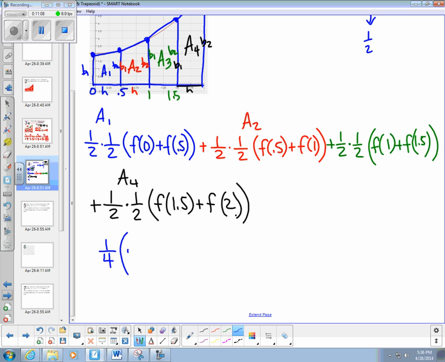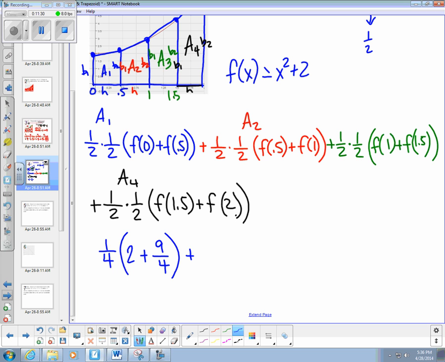F of 0 comes out to be 2. Remember, f of x was x squared plus 2. So if I put in 0, 0 squared plus 2. Okay. And f of 0.5 is 9/4, or 2.25. Okay.